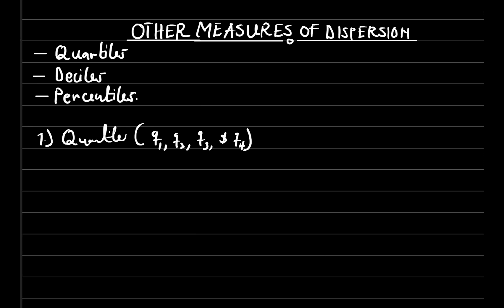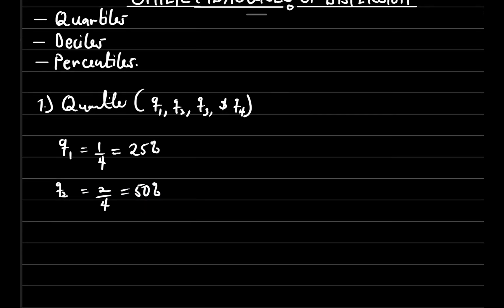So for ungrouped data, to calculate the first quartile, Q1, it should be equal to, since for quartiles we divide the data set into groups of 4, 1 over 4. In percentage terms, that is 25%. Then Q2 is 2 over 4, which in percentage is 50%.